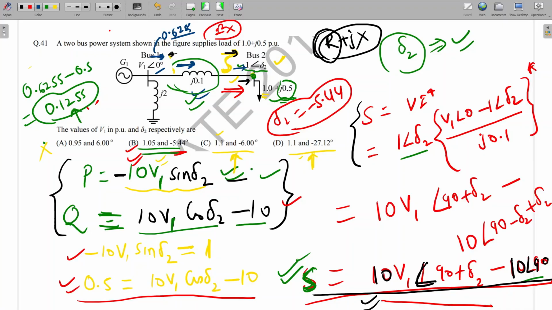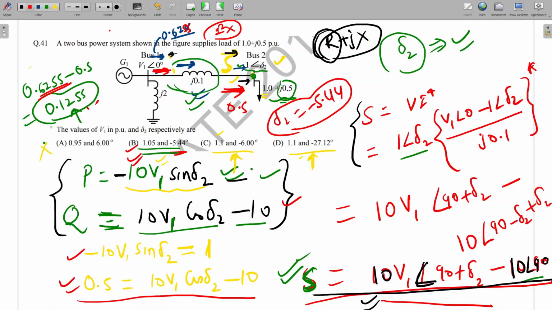Clear, sir. Okay, so how much value do we get? 0.6255. So 0.6255 is the reactive power supplied here. This bus will supply 0.6255. And here, what is the reactive power that will be drawn by the load? Here it will be 0.5.